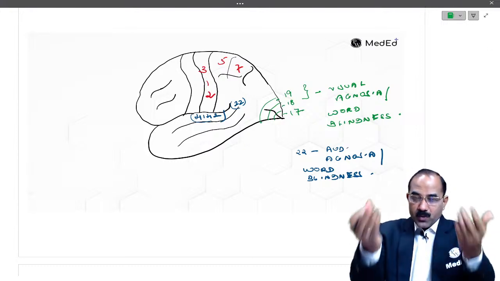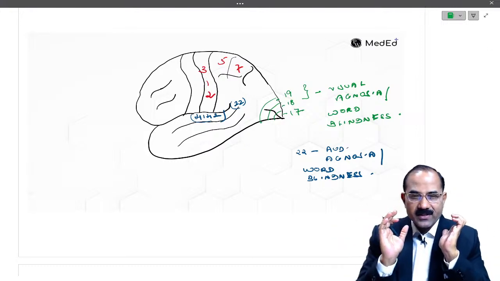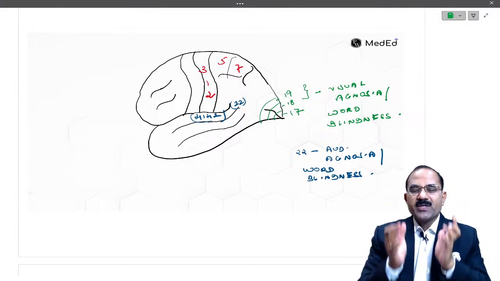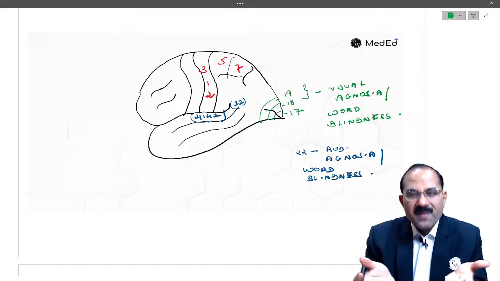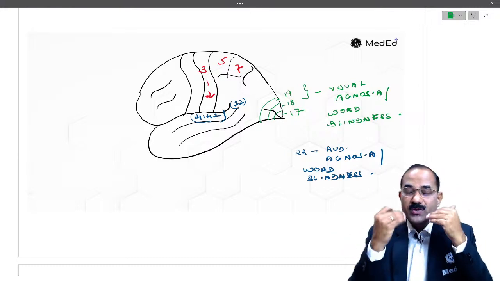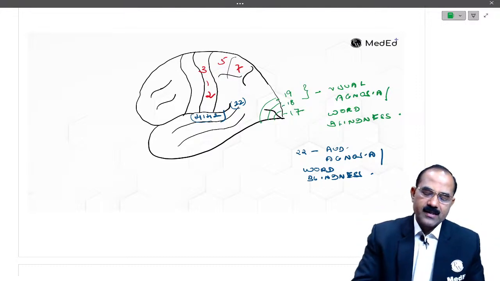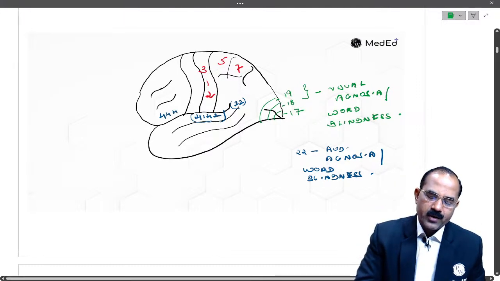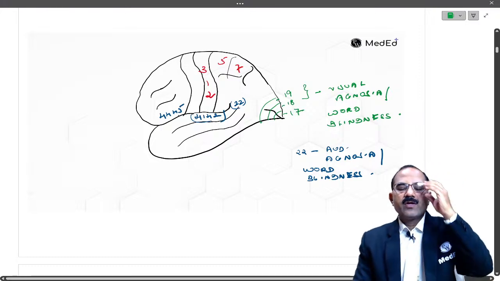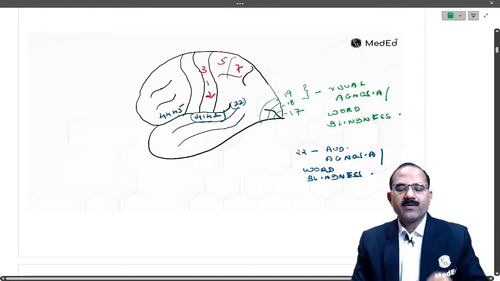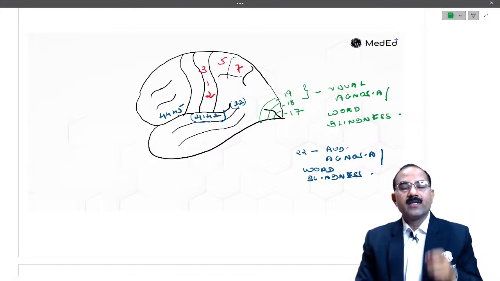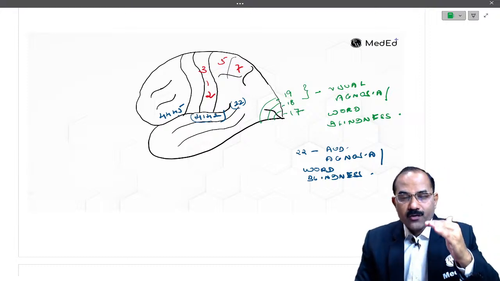Person is able to understand, that means 22 is intact. Now, when a person has listened to, when a person has understood, now what? The person wants to talk, right? And which is the area which helps a person to talk? That's area number 44, 45. This 44, 45 is located in the inferior frontal gyrus.